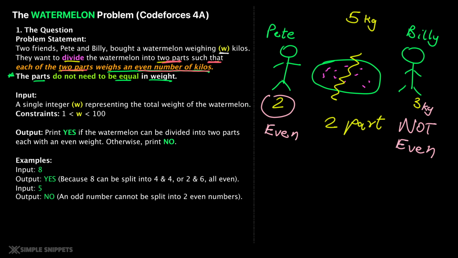For example, let me just give you another example. Let's just say this watermelon was weighing 6 kilos and they divided into 2 kilo and 4 kilo. Okay, so Pete is a little bit unhappy that he got the smaller part, but both of them have got two parts which are even, right? 2 kilos is also even, and the number 4 is also even. So both these conditions are met appropriately. So this is what we want. Okay, this is the problem statement.